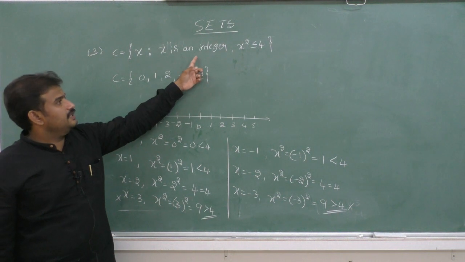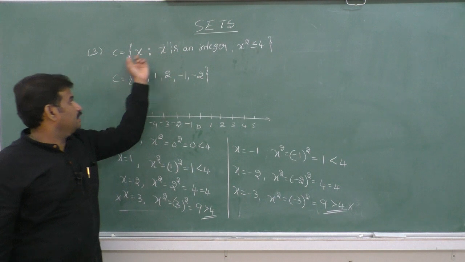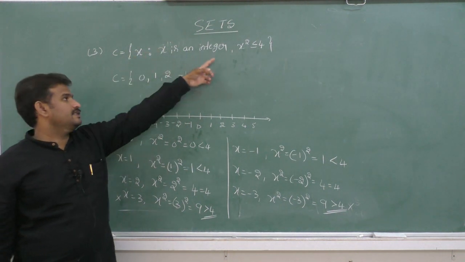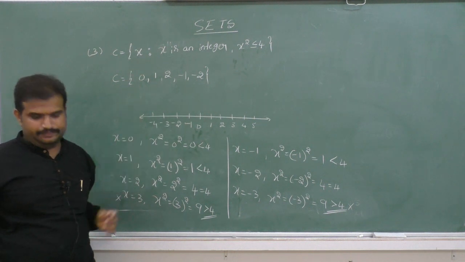x is an integer, the integers which satisfy x square less than or equal to 4. So, only these integers satisfy this condition: 0, 1, 2, minus 1, minus 2.